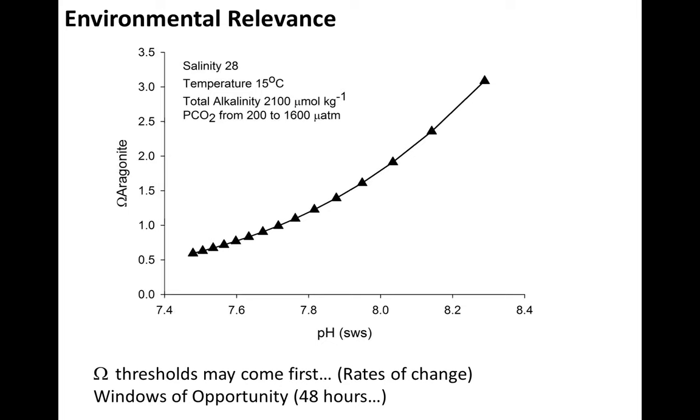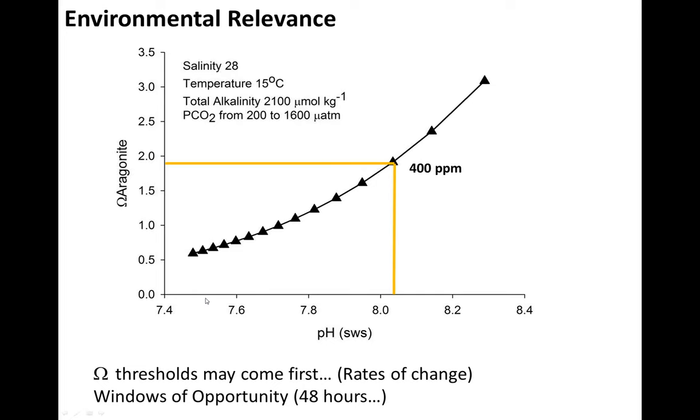And so what I did here was just simply take some values and plug them into CO2calc, and I have the parameters I used up here: salinity 28, 15 degrees C, and an alkalinity of about 2100 micromolar, so kind of coastal waters. Then I plotted how aragonite saturation state changes with pH as we go from a PCO2 of 200 microatmospheres up to 1600.